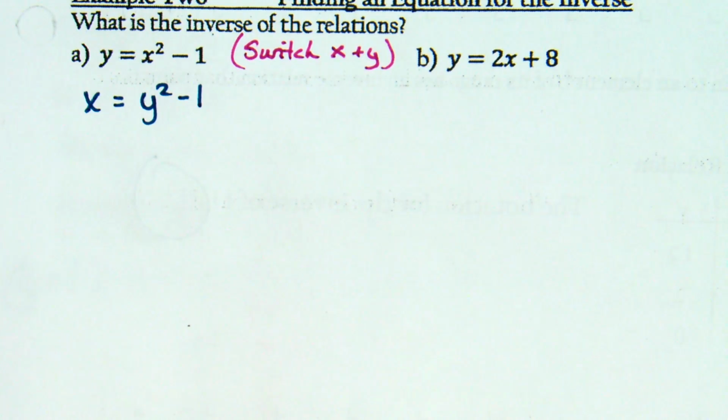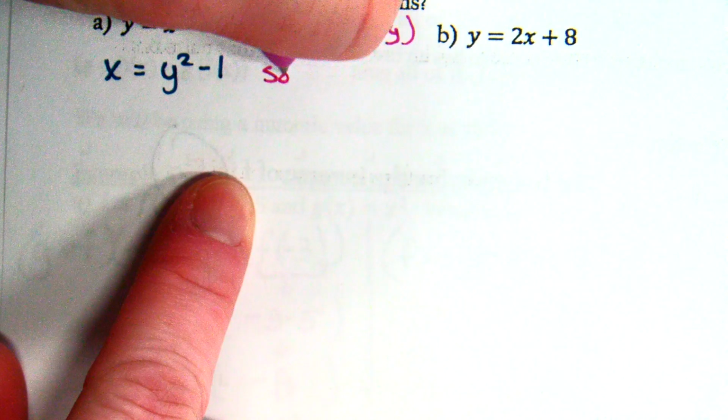On this first one, I'm just writing in some steps to help you out. After we switch x and y, officially we're working with the inverse. What do we do to get it in a good form? Get the y by itself. Yeah, we're going to solve for y. That is going to be step 2, to solve for y.